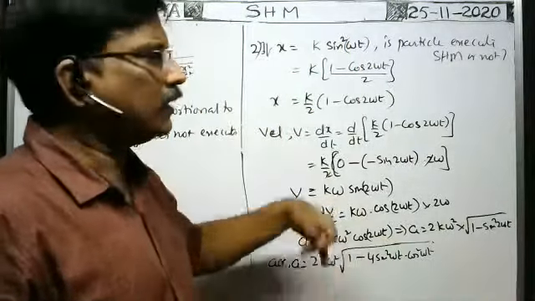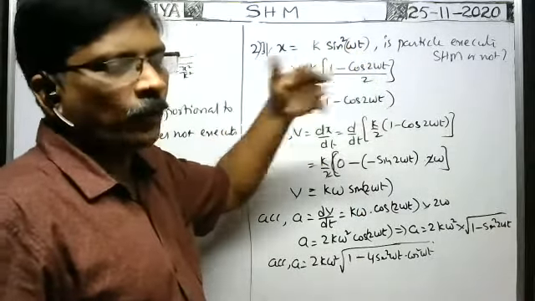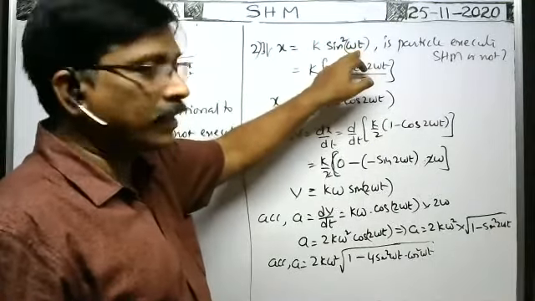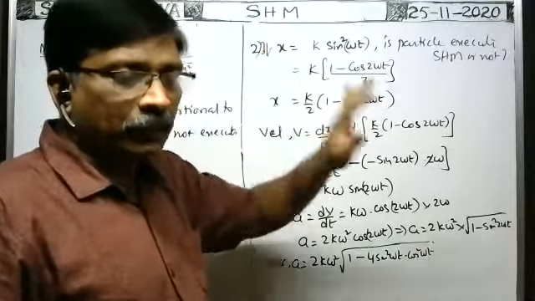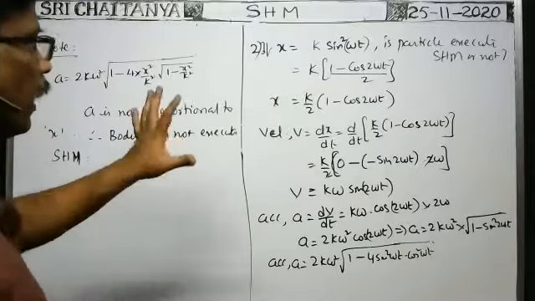Directly we can say, if the time function has a square or cube, whatever it may be, higher powers of time, then definitely that formula doesn't represent a particle in SHM. Okay, so in this way we have to check.